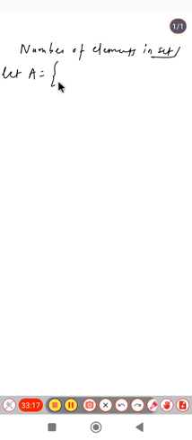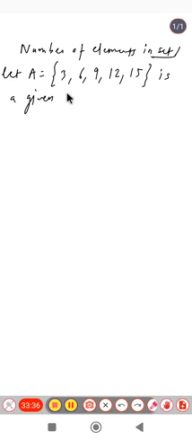That is a very important topic. We can talk about the number of elements in the given set, whatever set we have been given. For example, let set A equal 3, 6, 9, 12, 15. These are the numbers in the table of 3, a given set with 5 elements.